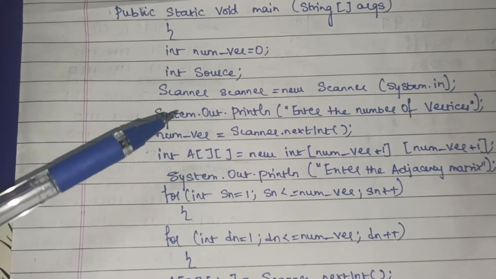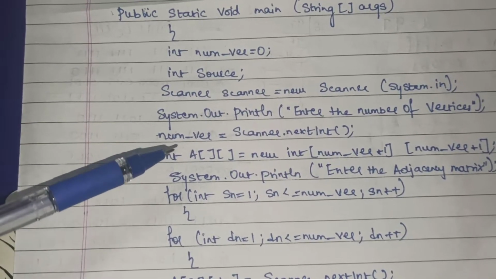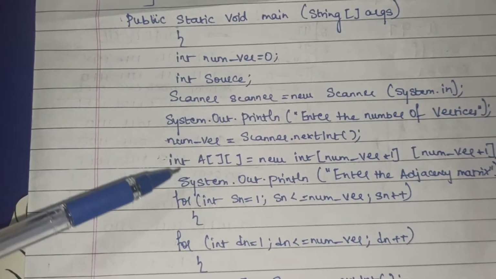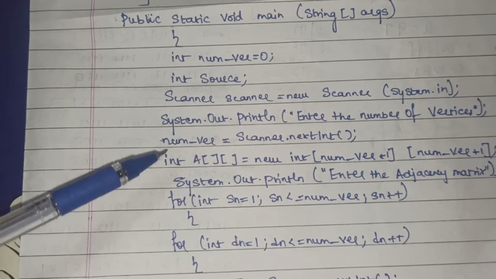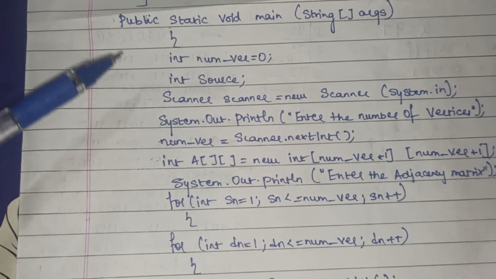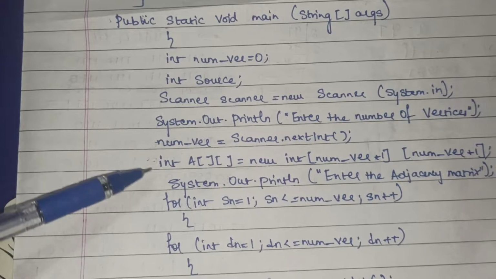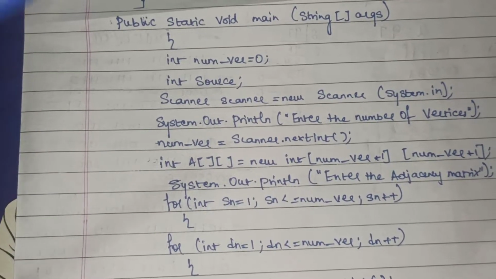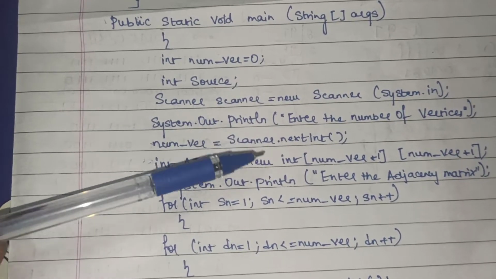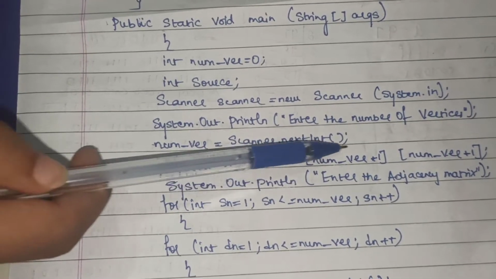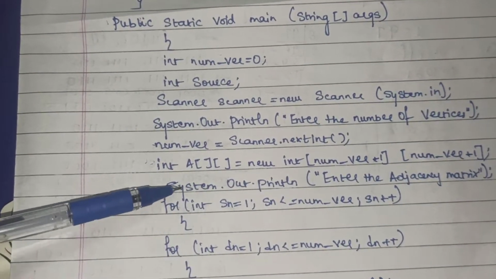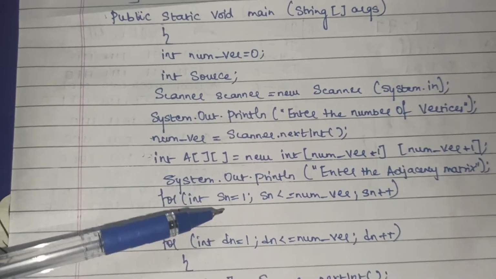Then you'll specify an adjacency matrix, to give the input to the program, because the program doesn't understand how you will give the graph as an input. That is given through an adjacency matrix, so you can represent the graph as an adjacency matrix. That is why we'll define an adjacency matrix A, and we'll specify the memory for it, number of vertices plus 1 and number of vertices plus 1, and you'll ask the user to enter the adjacency matrix.